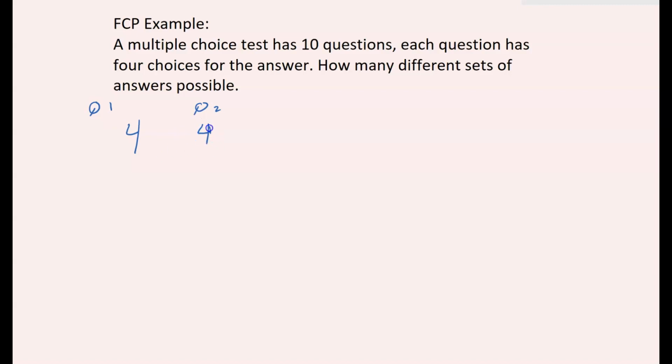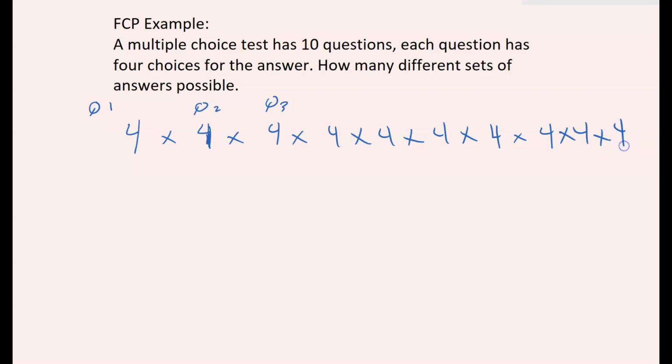4. And notice that we can keep doing this. Question 3, 4 choices as well. So as you can see, we can just keep doing that for each of these questions, and we can do it 10 times because there are 10 questions: 1, 2, 3, 4, 5, 6, 7, 8, 9, and 10. So the possible different sets of answers for this test would be 4 to the power of 10, or 4 to the 10. So that's the answer. That's the fundamental counting principle.